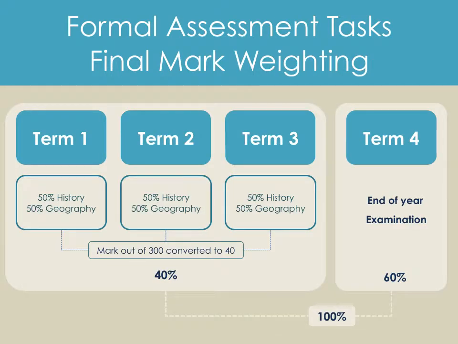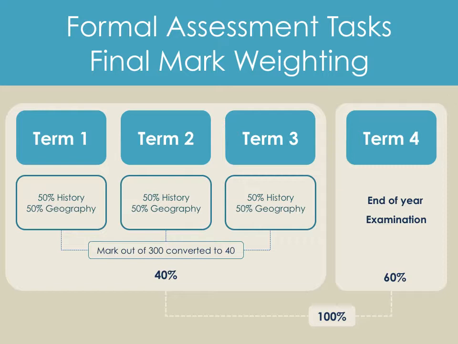If we look at the final assessment and tasks and how they are weighted, you'll notice that Term 1, Term 2, and Term 3, as with all senior phase subjects, count 40% of the total year mark, 50% coming from history and 50% from geography. And of course, in Term 4, they do the examination, which counts 60%. Again, 50% from history and 50% from geography, which gives your final 100% mark.